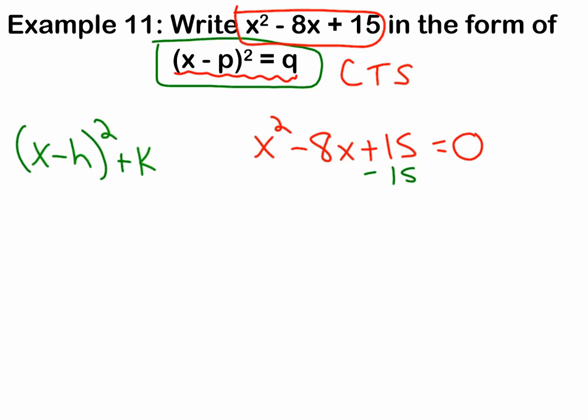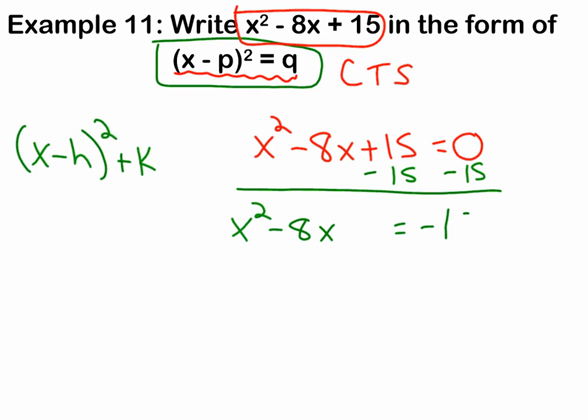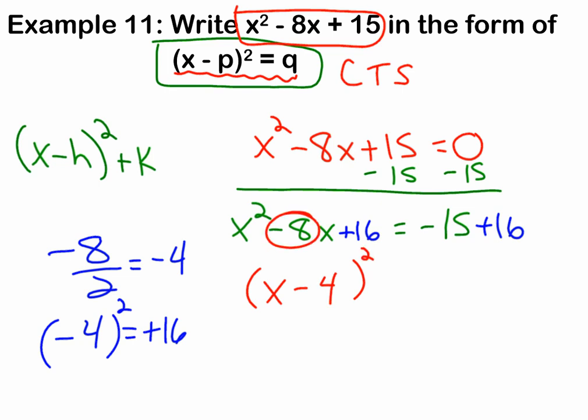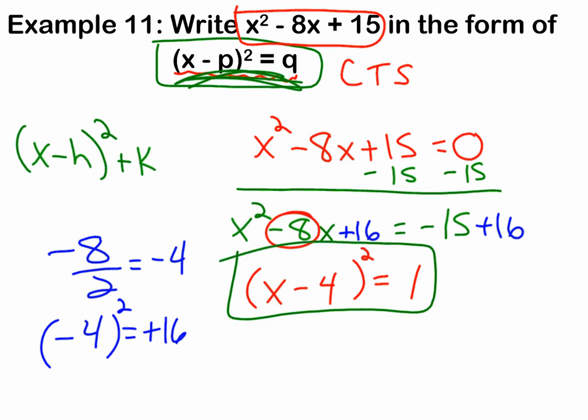Move the constant to the opposite side. X squared minus 8x equals negative 15. We're going to divide negative 8 by 2 to get negative 4. We're going to square what we got to get positive 16. So we're going to add 16 to both sides. We simplify the left to (x minus 4) squared. Don't forget to divide that middle term by 2. Equals positive 1. Now, here's where we stop because this is now in the form they wanted. So this is your final answer.